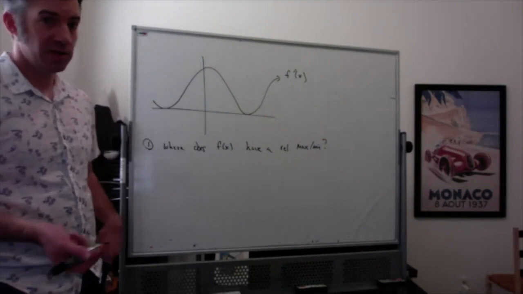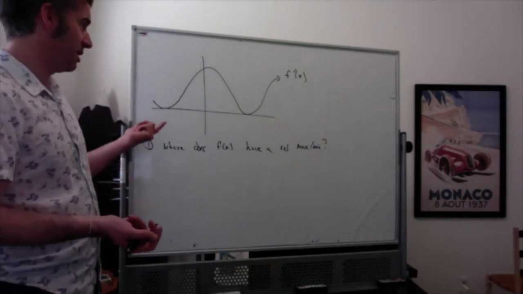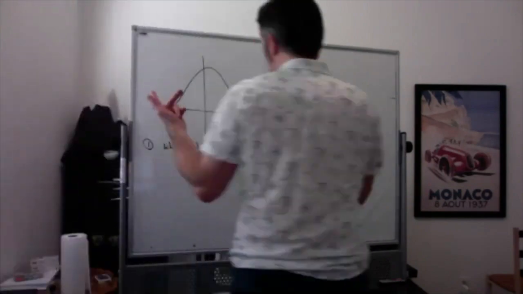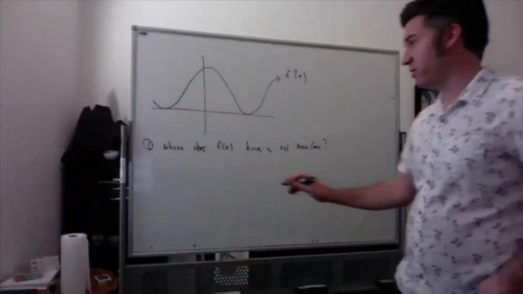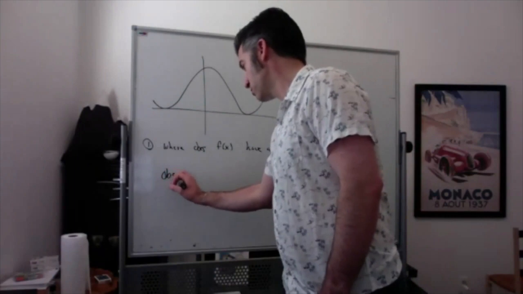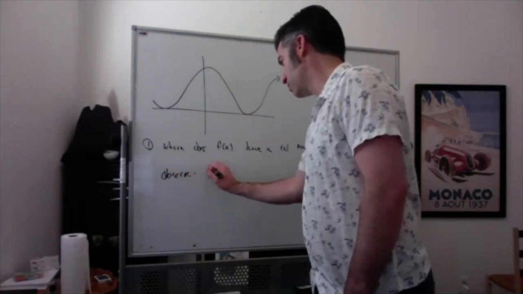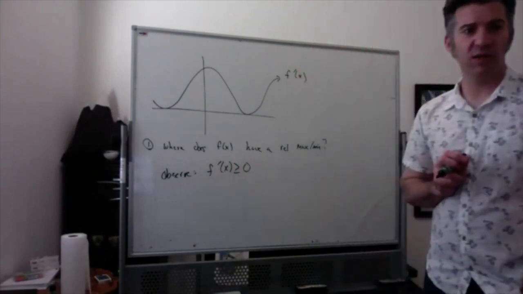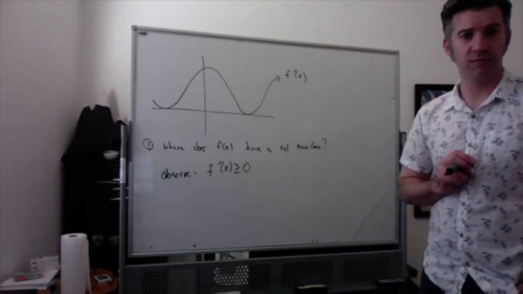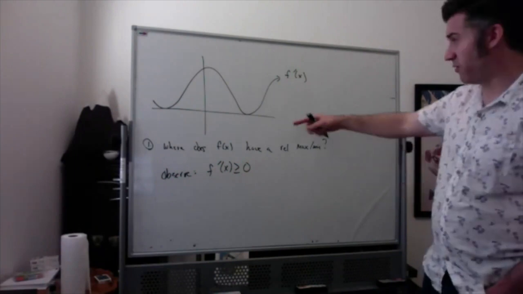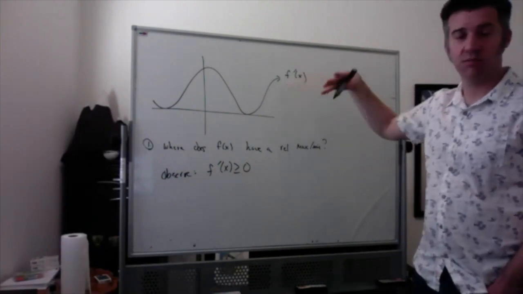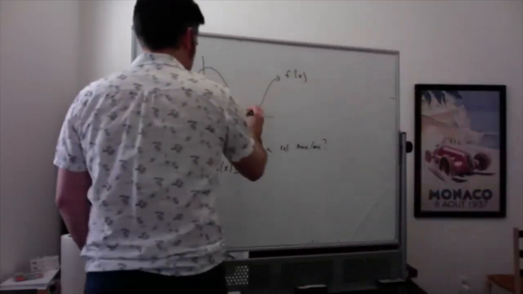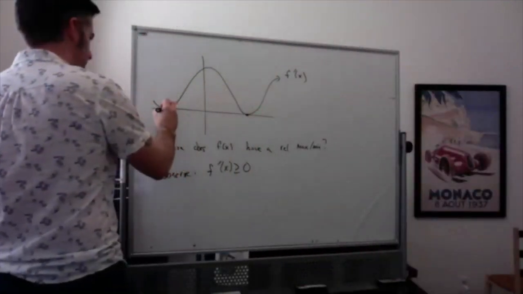Okay, so what I want you guys to first realize is that this is my first derivative. In this picture, my first derivative is always greater than or equal to 0. Right? My first derivative is always above or on the x-axis, right? There's a point right there. There's a point right there.